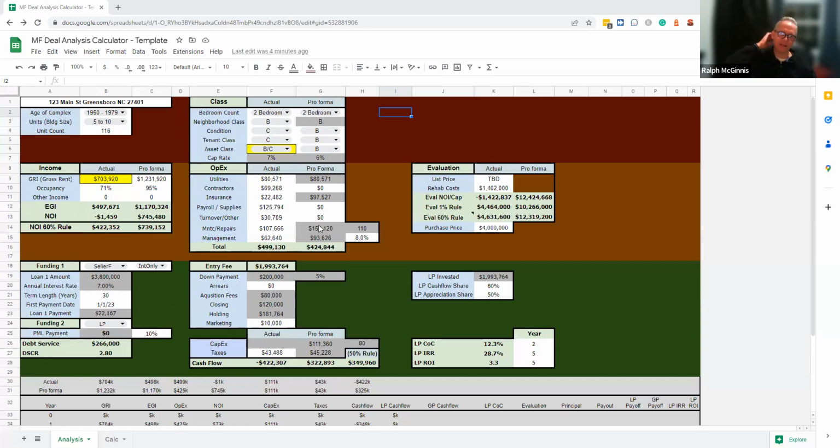To get started, what I'm going to do is share my screen that has the calculator, and we're going to walk through this. And then if anybody has a multifamily deal that you'd like to go over, we can put the numbers in here and crunch it out and see what it looks like. So can you see my screen?